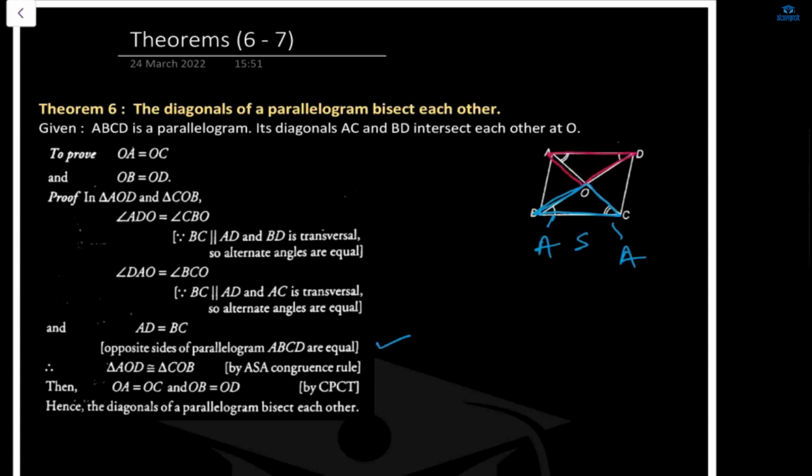Now, if we have proven that the two triangles are congruent, then from CPCT we can say that AO is equal to OC and OD is equal to OB. This is equal to this and this is equal to this. Any doubt around? Okay. So the diagonals of a parallelogram bisect each other.